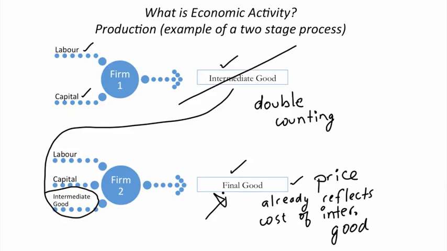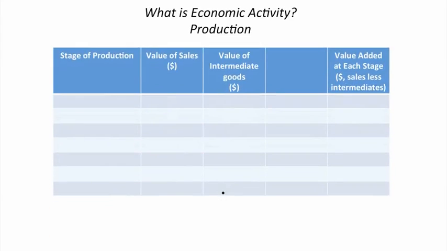Let me give you another example. This time we'll have a few more stages. Let's think about the production of a loaf of bread. Now, a loaf of bread, something we might purchase every day. Actually, the production of that final loaf of bread is the result of a number of distinct stages of production.